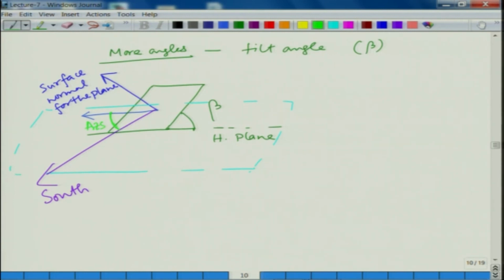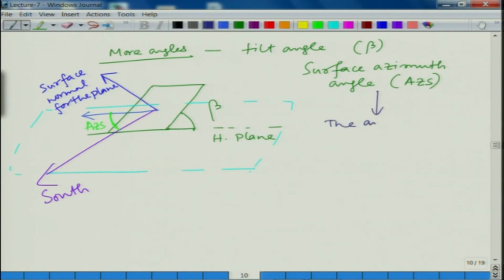So, that angle is called the surface azimuth angle or AZS. So, here we have another angle which is the surface azimuth angle, which is designated as AZS. Okay. So, here two important other angles we obtained. Whenever we consider it to be a plane, not a point, we have its tilt angle and the surface azimuth angle. So, let us define this surface azimuth angle as well.